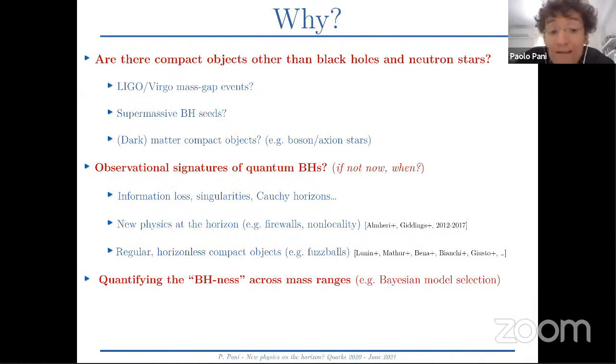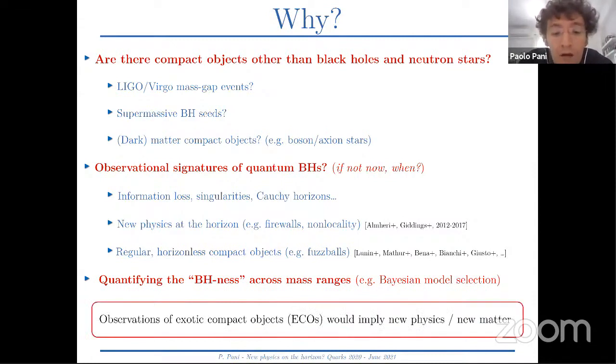And finally, we want to quantify in general the black hole hypothesis, let's say, for different sources across different mass ranges, because, for example, we want to do Bayesian model selection between the black hole hypothesis and something else. So we need models and predictions. It goes without saying that observation of anything that will not be a black hole or neutron star will imply either new physics or new matter fields. So it would be, of course, a major discovery.